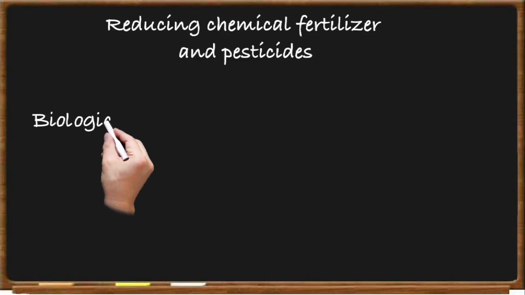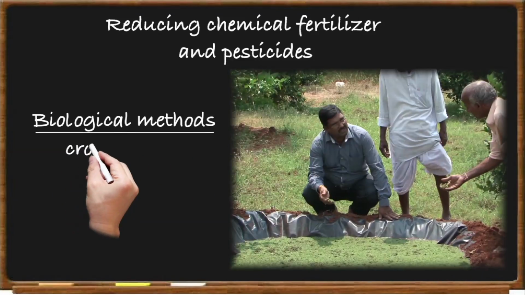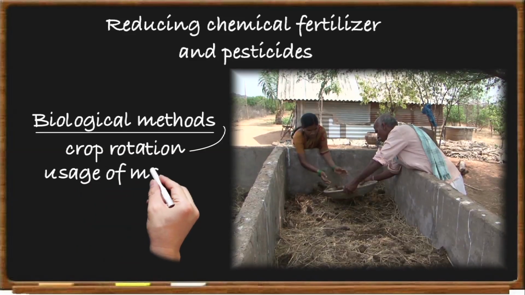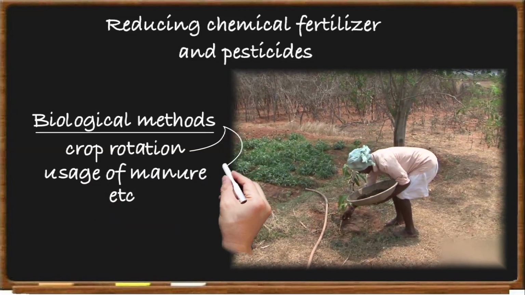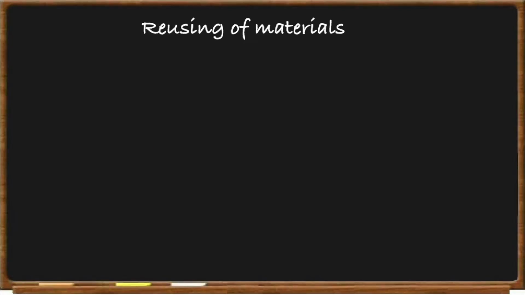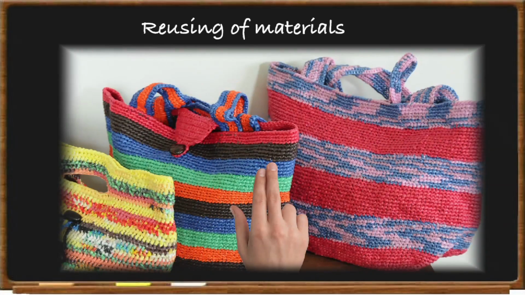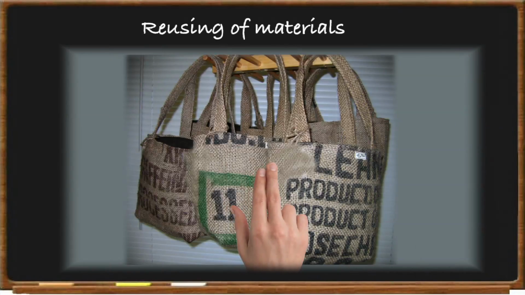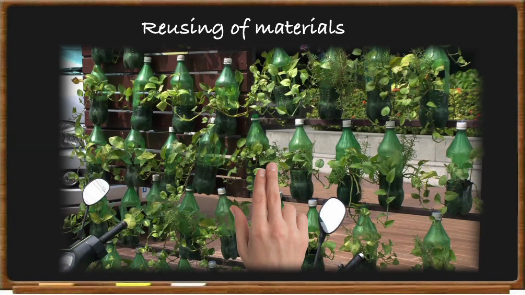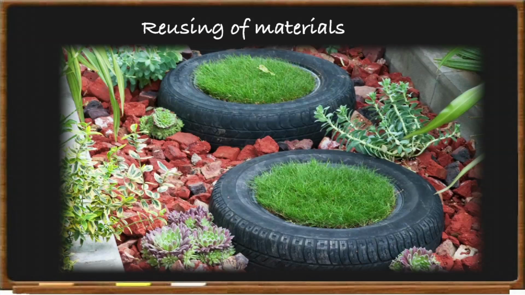Reducing chemical fertilizer and pesticides. Biological methods of pest control can reduce the use of pesticides and thereby minimize soil pollution. Reusing of materials. Materials such as glass containers, plastic bags, paper, cloth, etc. can be reused at domestic levels rather than being disposed of, thereby reducing solid waste pollution.